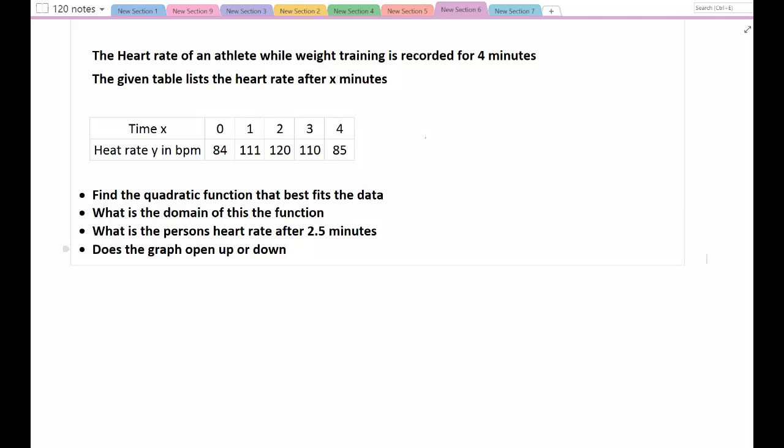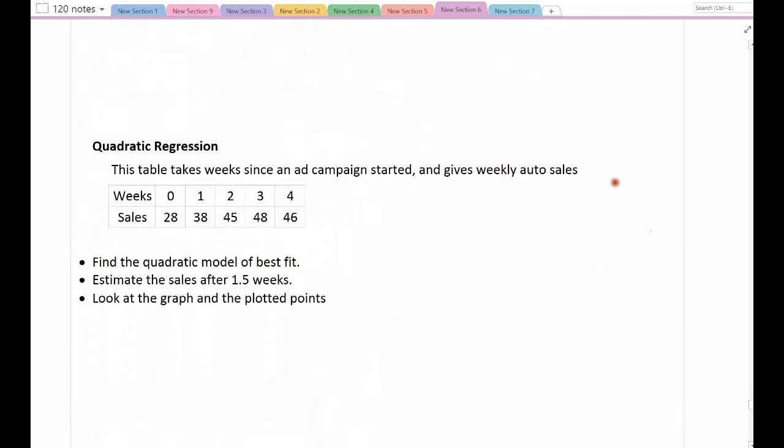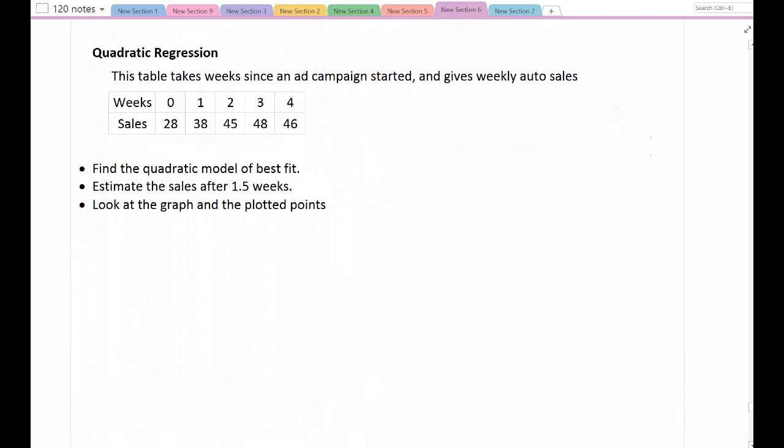All right, so the following first one, quadratic regression, the first table in the notes, represents the weeks since an ad campaign started. The first line are the weeks, and then the sales, auto sales, after they started their campaign. Find the quadratic model that best fits to estimate the sales after 1.5 weeks. Look at the graph and plot the point. So you can see that it does model a quadratic.